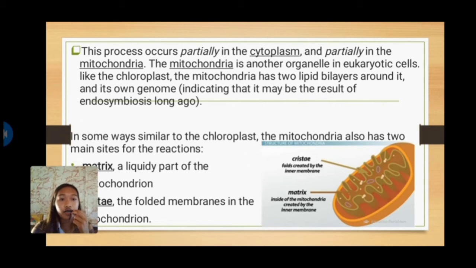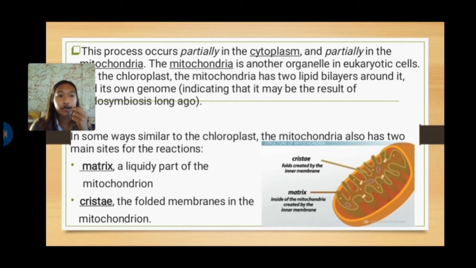In some ways similar to the chloroplast, the mitochondria also has two main sites for the reaction: the matrix and the cristae. Matrix is the liquidy part of the mitochondrion, while the cristae is the folded membranes in the mitochondrion. Cristae is folds created by the inner membrane, while the matrix is the inside of the mitochondria, enclosed by the inner membrane. So that's all. Thank you.